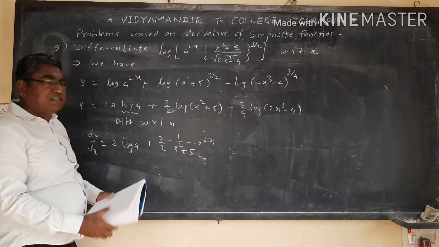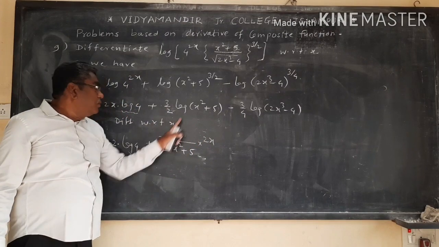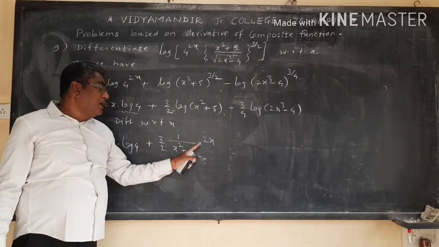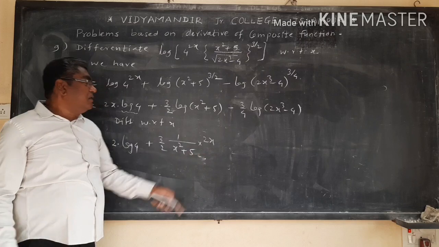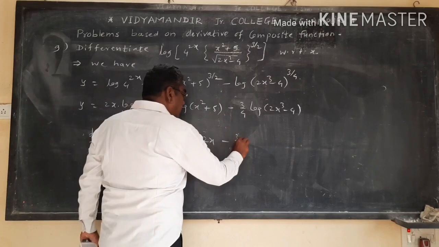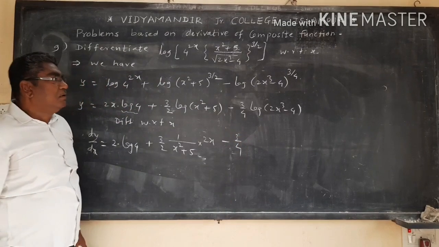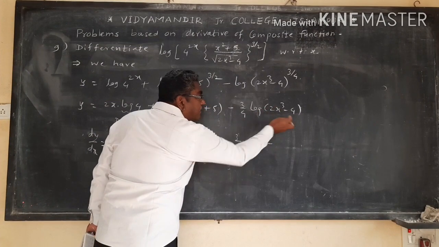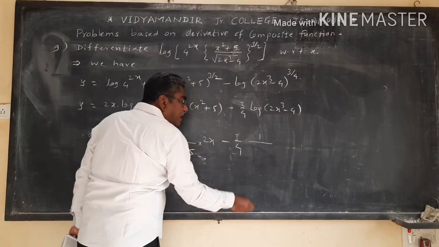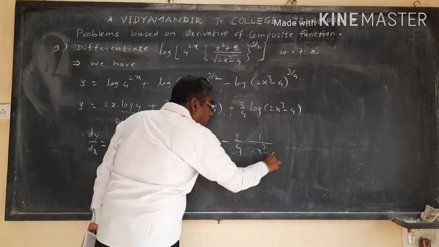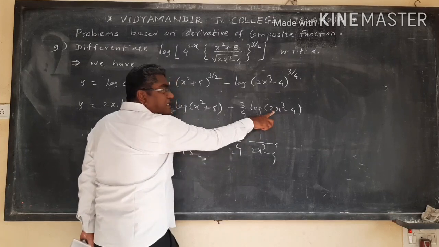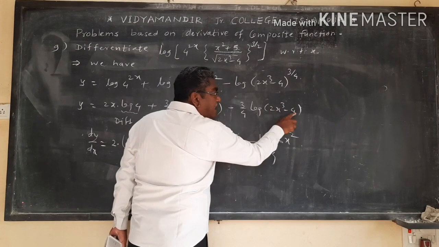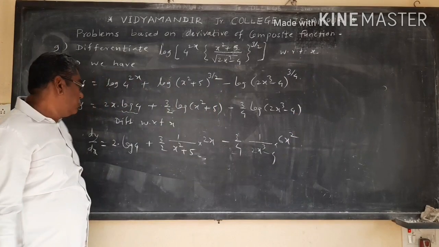No doubt, no need to do it separately. 3 by 2 log of x square plus 5, the derivative is 1 upon x square plus 5 into the derivative of x square, 2x. Same for 3 by 4 log of 2x cube minus 4, the derivative is 1 upon 2x cube minus 4 into the derivative of 2x cube, 3 into 2, 6x square, minus 4 derivative 0.